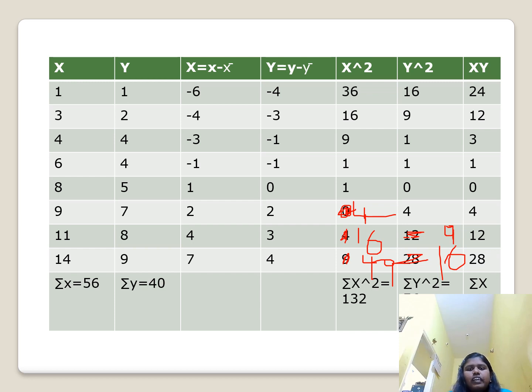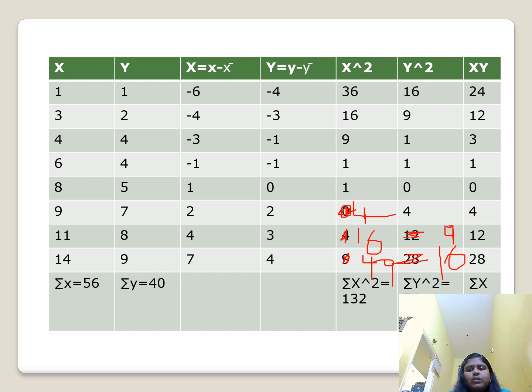So now we have to find x square value. Minus 6 square is 36. Minus 4 whole square is 16. Minus 3 whole square is 9. Minus 1 whole square is 1. 1 square is 1. 2 square is 4. 4 square is 16. 7 square is 49. By adding all these values, we'll get summation x square is equal to 132.